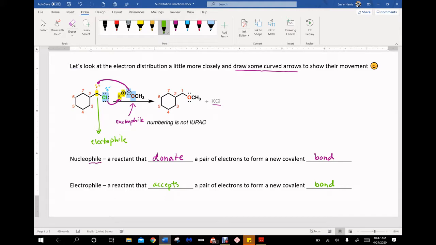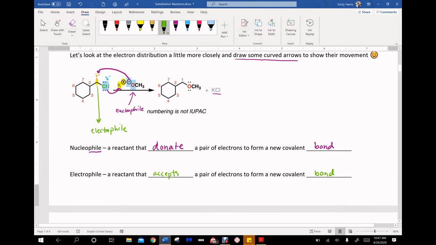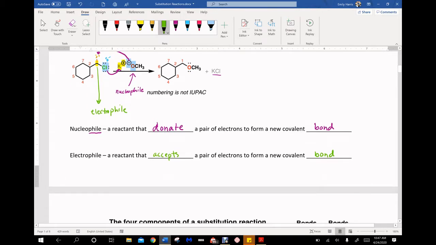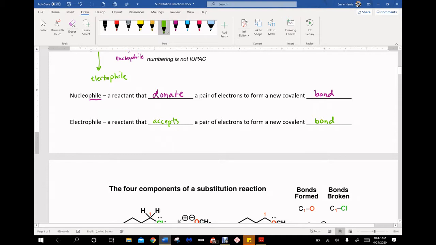It wants some negative charge to help balance it out. And so it will accept a pair of electrons from that oxygen in the process of forming a new covalent bond. So we see that nucleophiles and electrophiles work together, okay? And oftentimes this kind of pairing of a nucleophile and electrophile is what's behind an acid-base reaction.